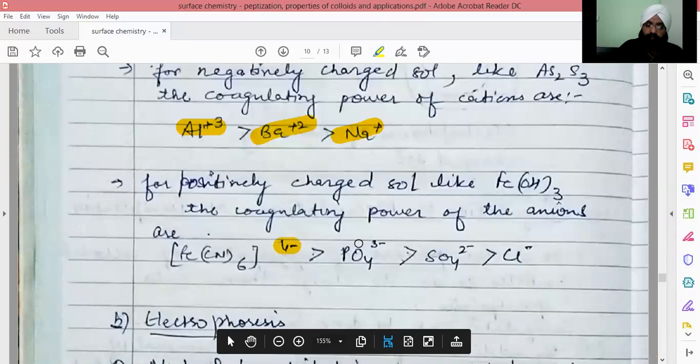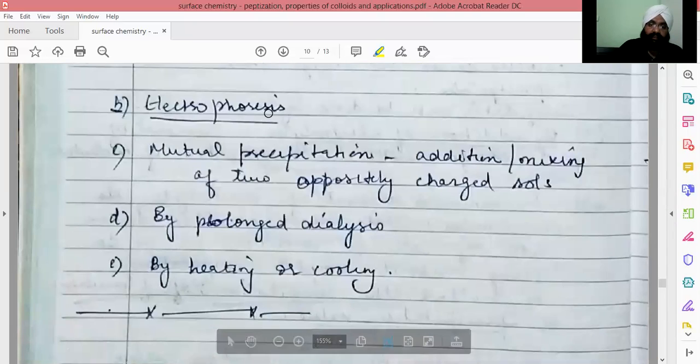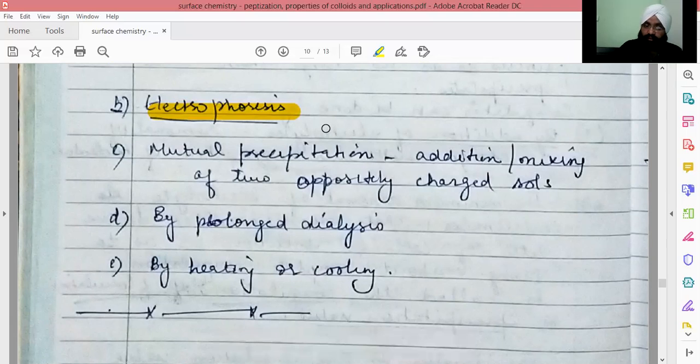Same here. So PO4 3 negative is more effective than SO4 2 negative, and Cl negative is least. Next is electrophoresis for coagulation. If we pass the current through the colloidal solution, the oppositely charged particles are attracted towards the opposite electrode and accumulate there. This will create the precipitation.